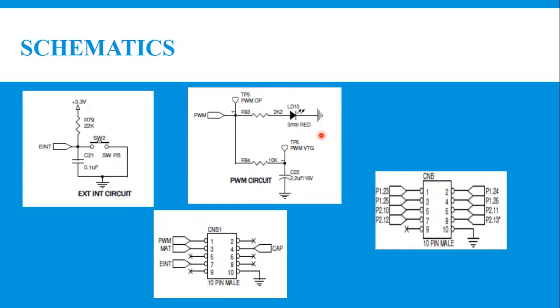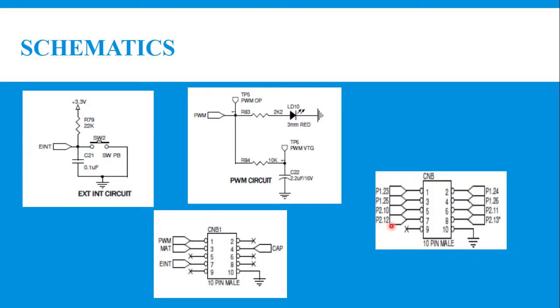EINT2 is the external switch we are going to use for external interrupt. EINT2 is the pin name. You can observe that the 7th pin in CNB1 is responsible for external interrupt. The 7th pin in CNB, that is P2.12, is the second port, and the 12th pin is responsible for the external interrupt.